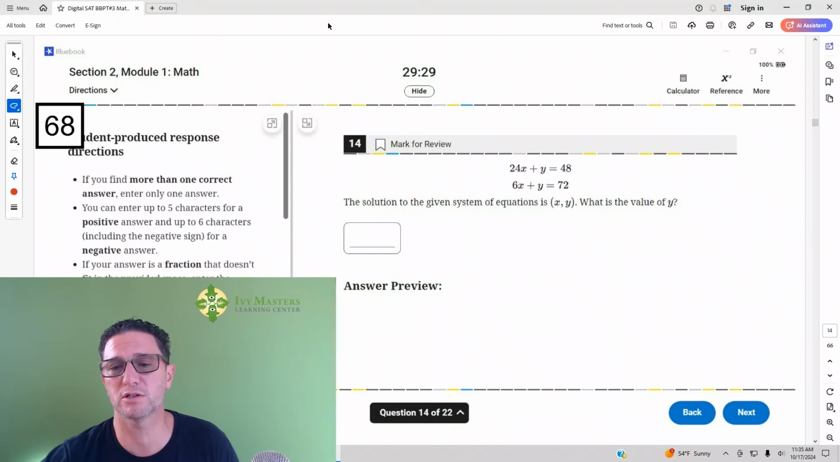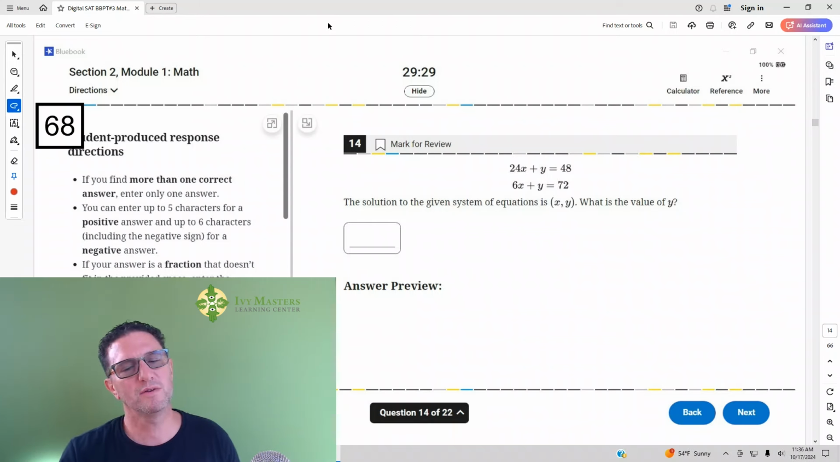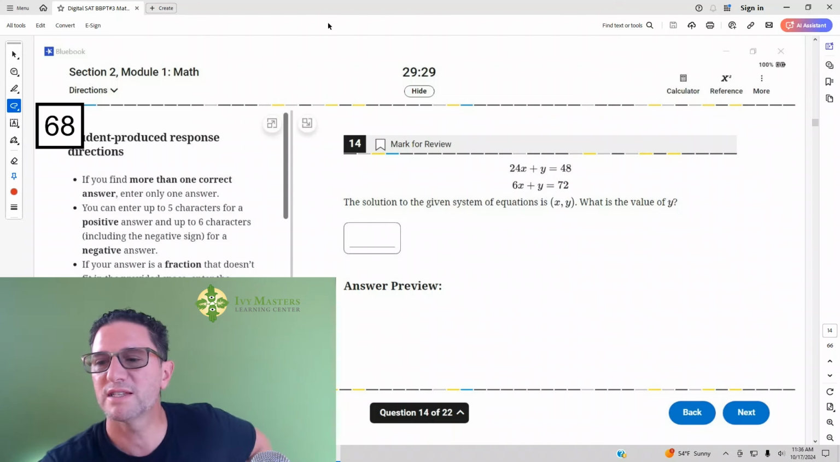Number 14 reads, the solution to the system of equations is x comma y. What is the value of y? Stick around because I'm going to do a Desmos solution. You want to use Desmos for this. It's going to take 2 seconds, but if you don't know how to do Desmos, it's asking for y.